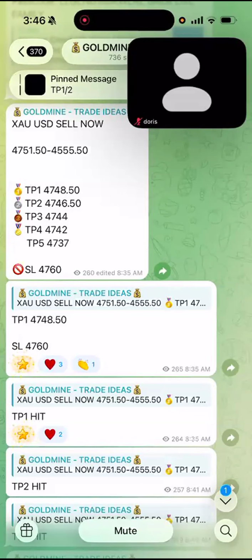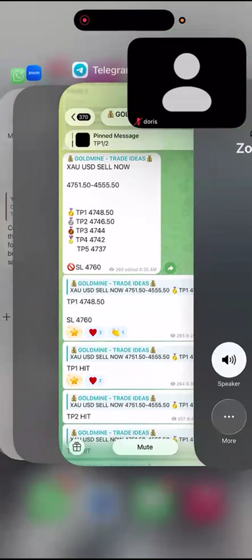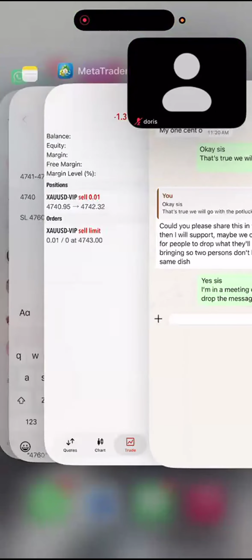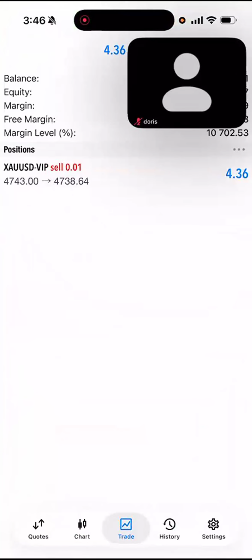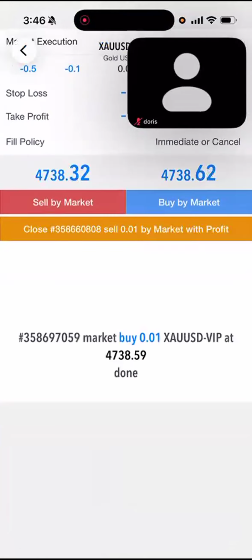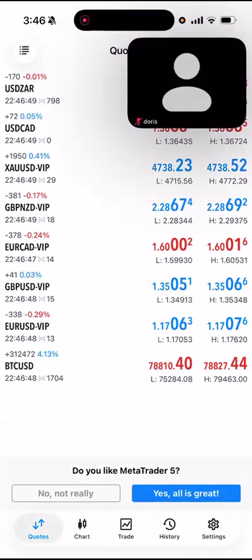Now, 4751.50. The first thing, when you see that this trade started moving towards TP1, don't rush to take it, guys. Don't rush to take it. That is why you are given a zone. Now, what I will do is I will go and set that 4751.50 as a limit order. I will set that trade as a limit order.